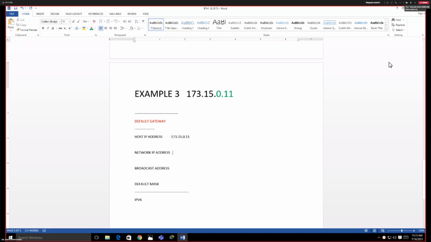What will be the value of the network address? 173.15.0.0. Okay. What will be the broadcast address? 173.15.255.255. Very good. And what will be the value of default mask? 255.255.0.0. Okay.